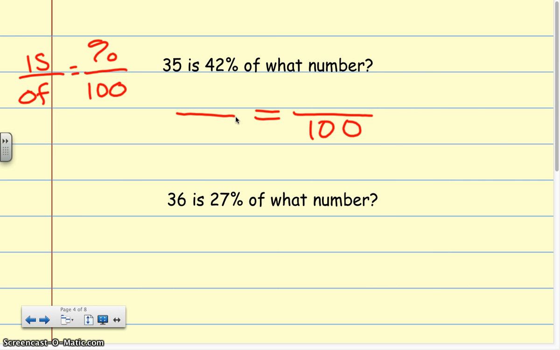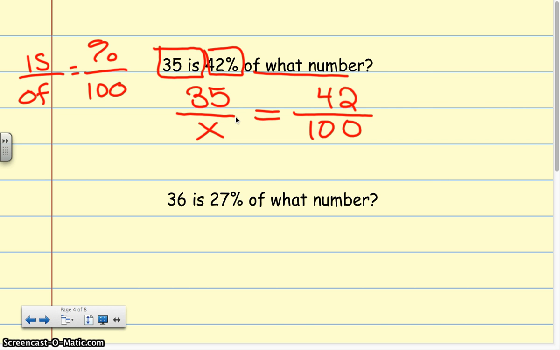And then I start looking. 35 is. So that is sticking to 35. Does is go on top or bottom? Top. 35 is 42%. Where does the 42% go? Top of this one, but don't write the percent sign. You just say 42. Of what? I don't know what. So the of, the question mark, goes on the bottom.